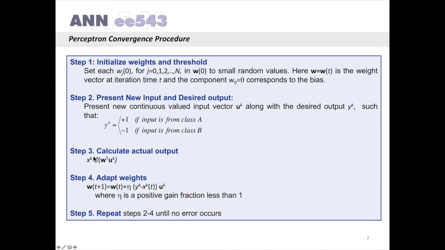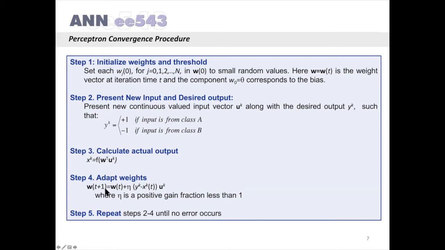Step 3. Calculate actual output. Actual output xk is equal to the output function f applied on activation, which is weight vector transpose multiplied by the input vector. Step 4. Adapt weights.